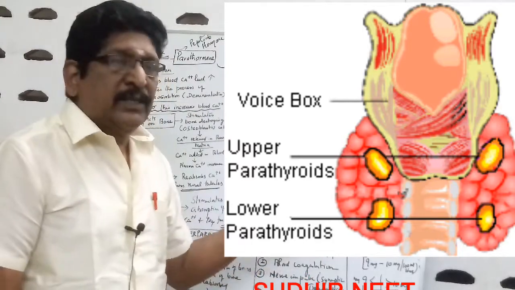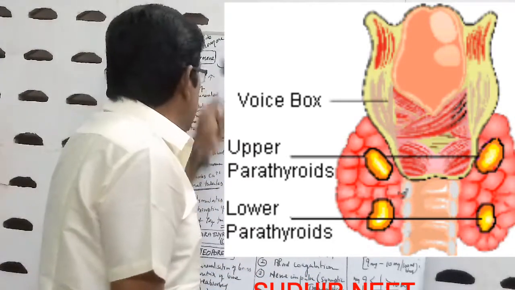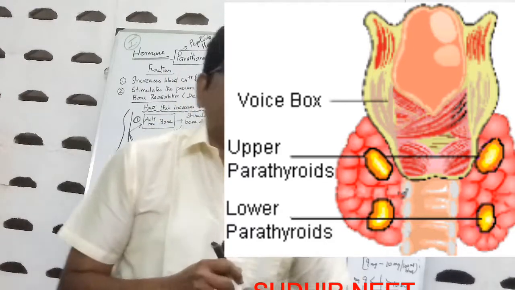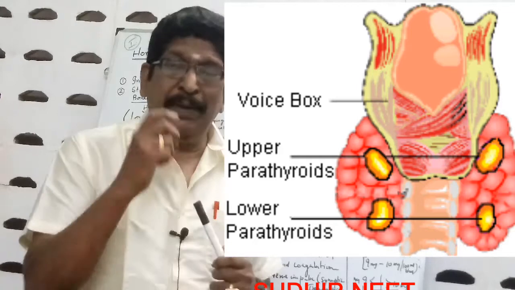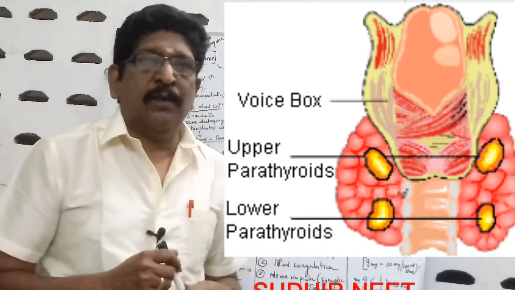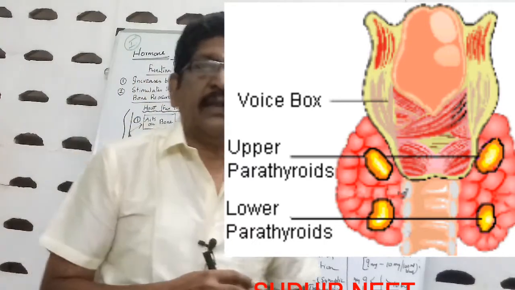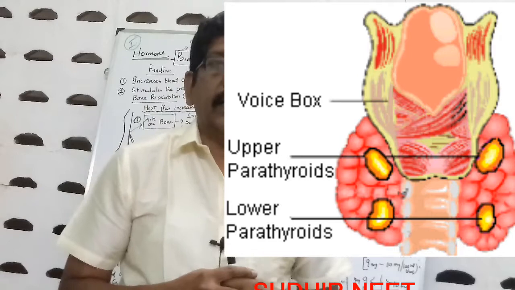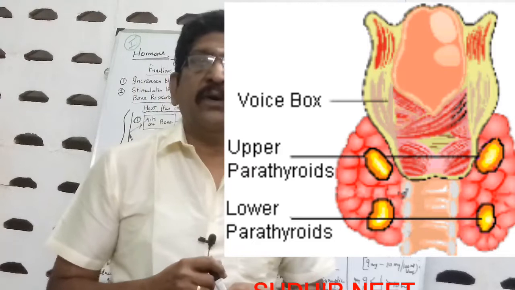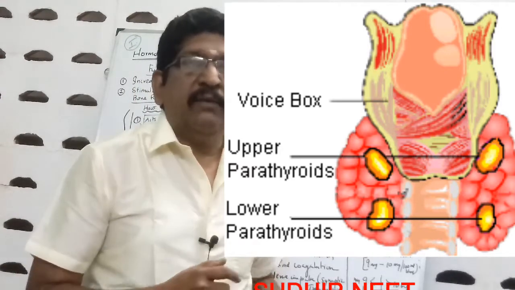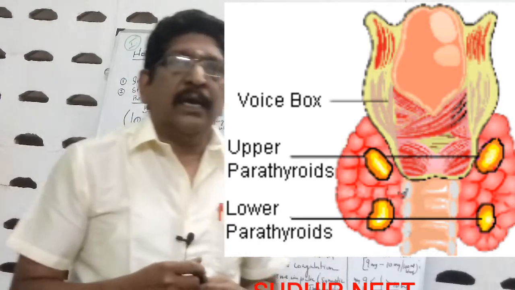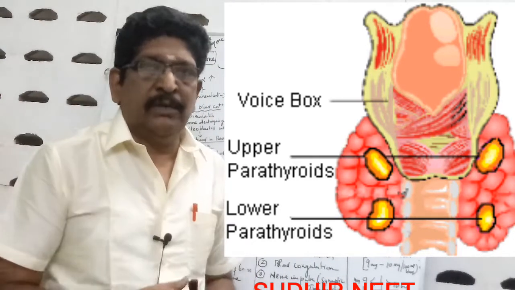The parathyroid actually secretes the hormone parathormone. Parathormone is the hormone secreted by the parathyroid. That is a peptide hormone. What is the function of this hormone? This parathyroid gland is very important regarding calcium maintenance. Calcium is very important for our body. We will see what the things are that calcium involves in our body mechanism, our body metabolism.